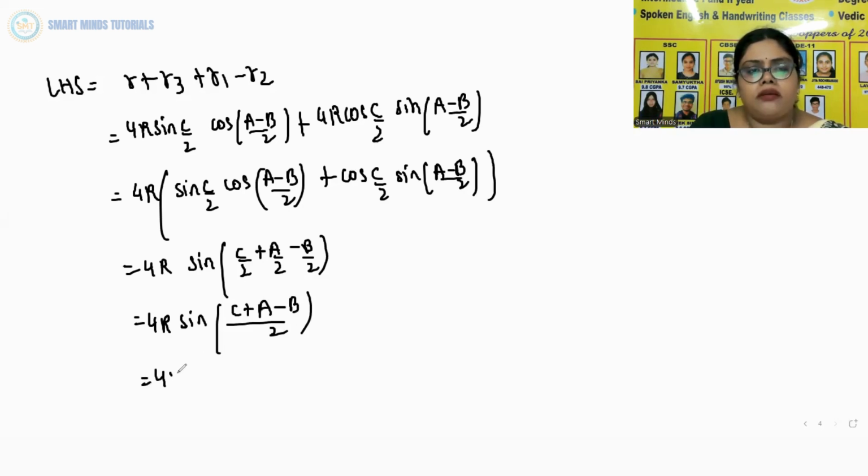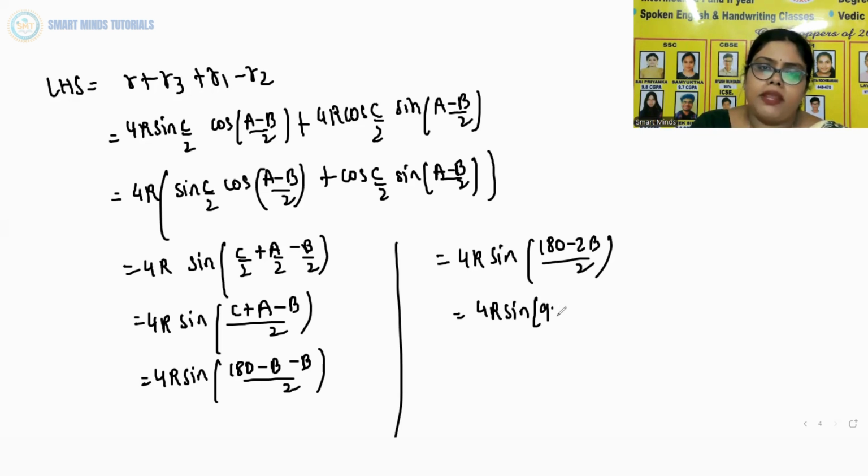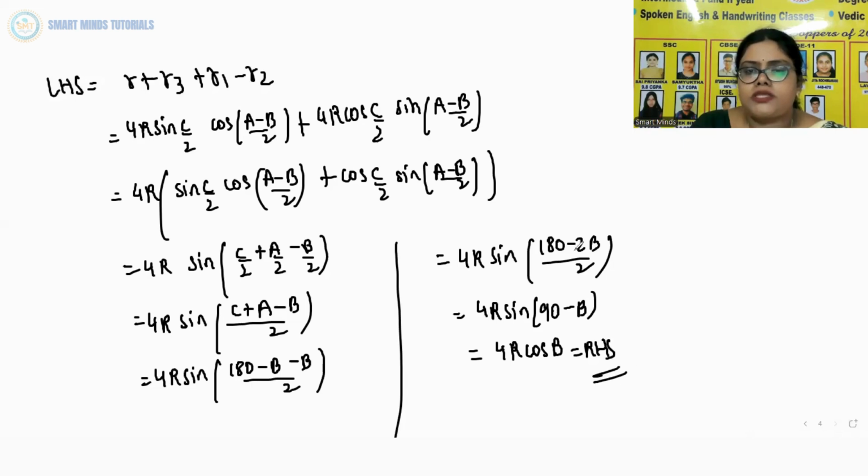Now from the triangle angle sum property, we can write C plus A as 180 minus B, and minus B we already have. So that is equal to 4R sin (180 minus 2B) by 2. Now you divide the whole bracket by 2, you will get 90 minus B. We know that sin (90 minus theta) is cos theta. That is 4R cos B, which is equal to the RHS.